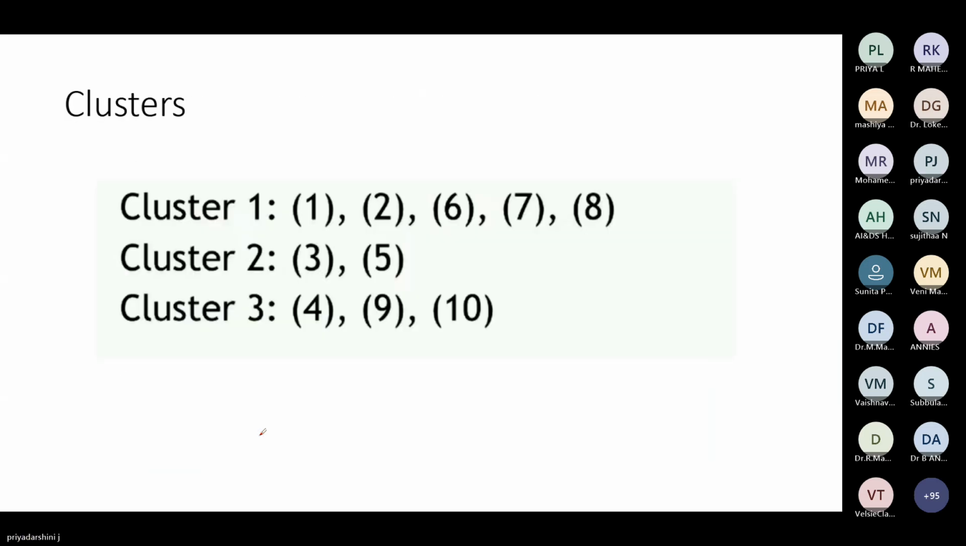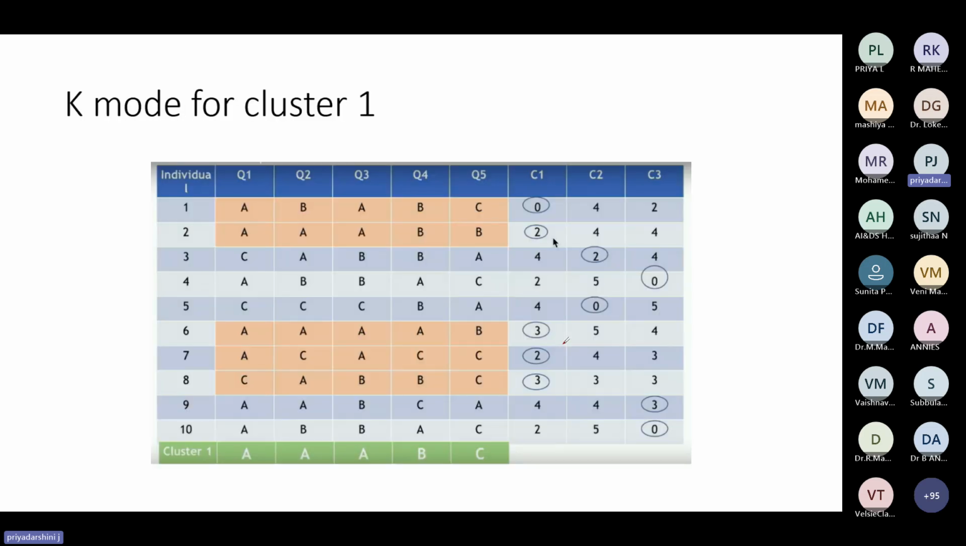A, right? So you can see here, for my cluster head, I'll be going with A. And here also A is appearing so many number of times. Here also A is appearing so many number of times. Here B is appearing so many number of times. And for question 5, C is appearing so many number of times. So now this becomes my cluster head.